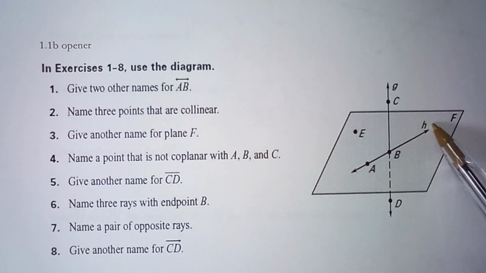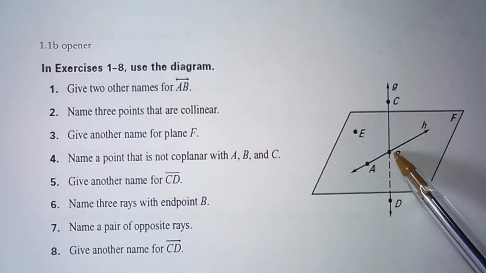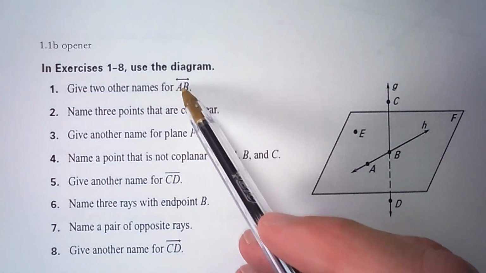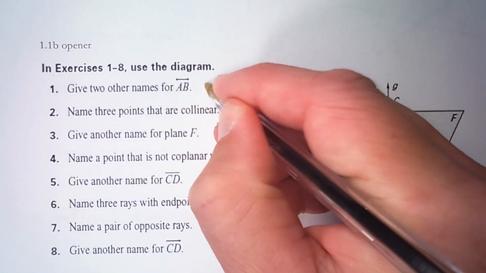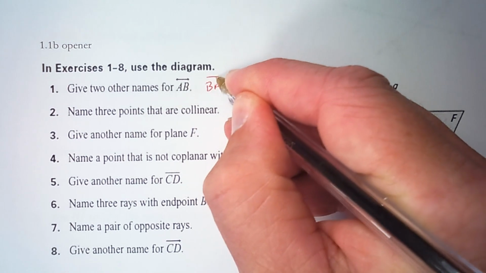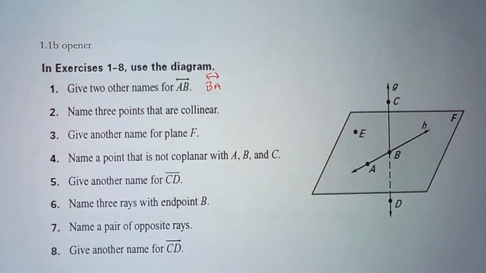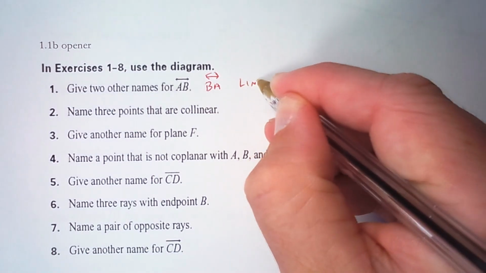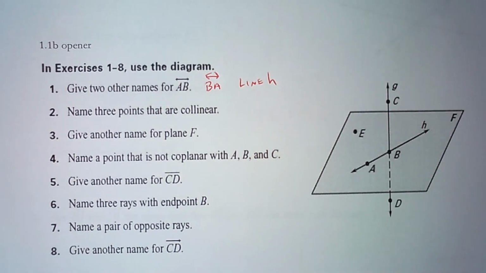Here is line AB. It's got points A and B on it. It also has a label, H, with no dot by it, so that's why it's just a label. So one other name, we can just turn these letters around for a line and call it line BA. We can also name it by its label, so we can call it line H. Okay, so those are our two other names for line AB.